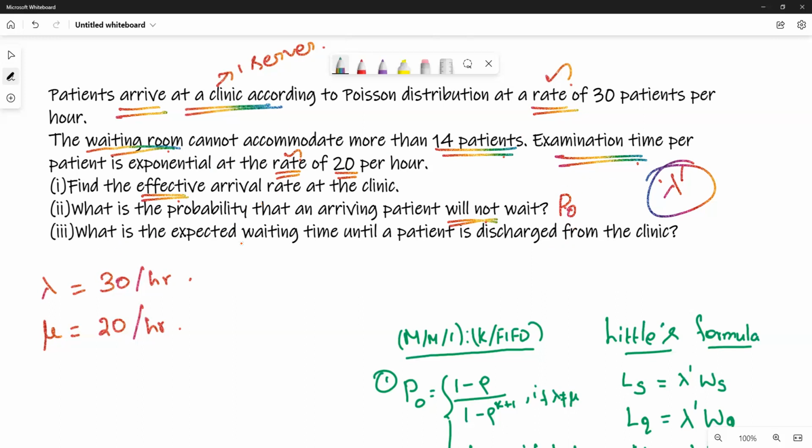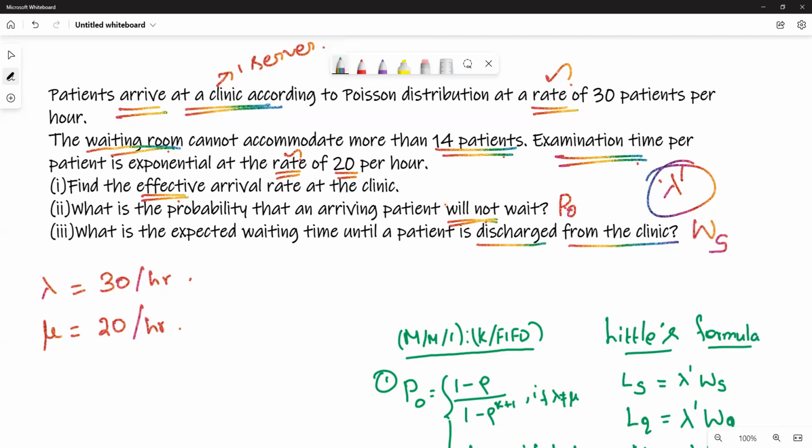Third subdivision, what is the expected waiting time until a patient is discharged from the clinic? So waiting time is asked, so W. Whether it is WS or WQ, you have to take from the question. What is the expected waiting time until a patient is discharged from the clinic? Clinic denotes the system. So what is the time he spends in the system? So WS. So these are all the things being asked, and we'll find them one by one.